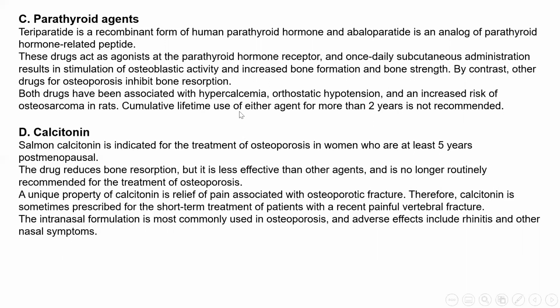Also, there is, let's say, a drug holiday. These drugs are not recommended to be used for more than 2 years. Then we have calcitonin. Calcitonin is indicated to treat osteoporosis in women with a history of more than 5 years of postmenopausal symptoms. This drug reduces bone resorption similar to all other agents, unlike parathyroid agents, but it is less effective than, let's say, bisphosphonates or denosumab. So calcitonin is not used now for treatment of osteoporosis.